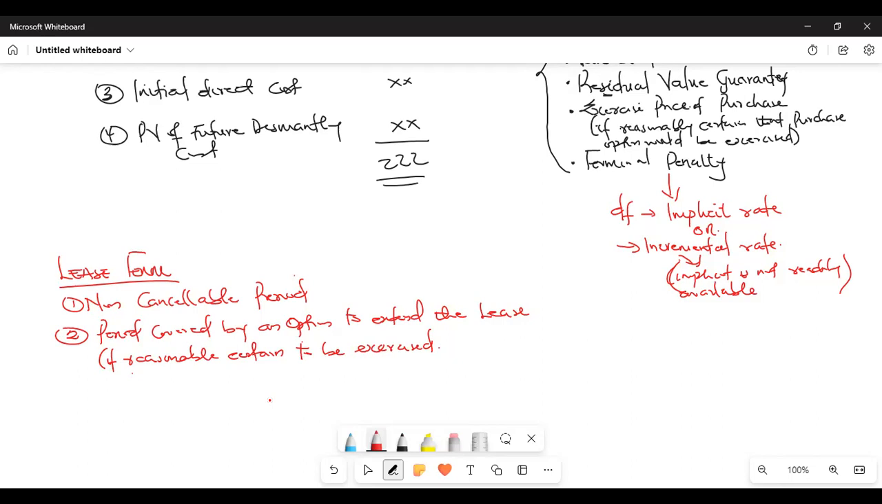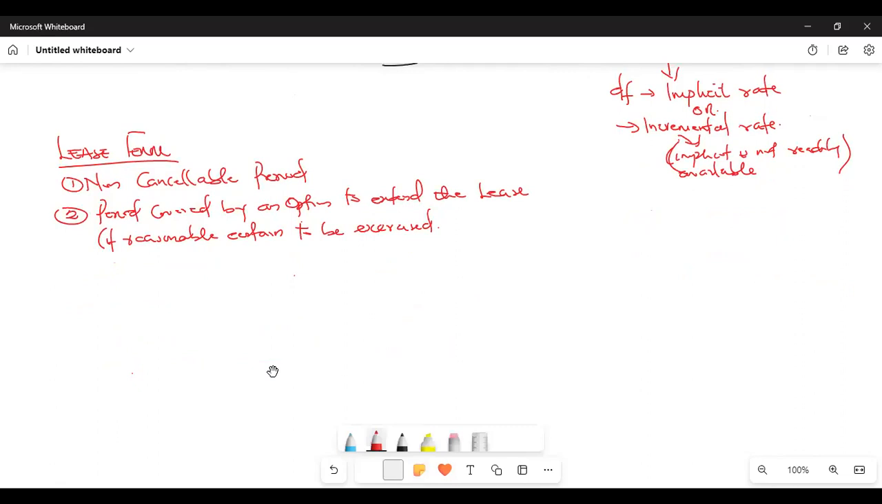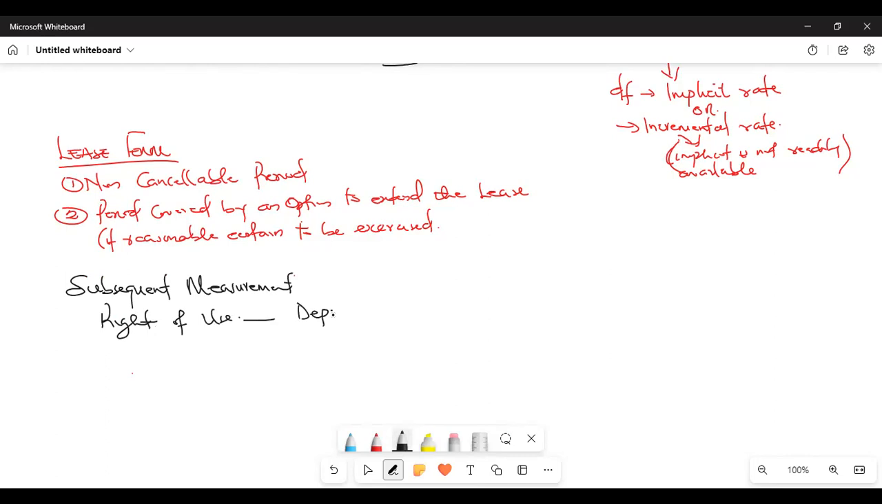Now let's look at the subsequent measurement. So the subsequent measurement of the right of use asset: it is an asset, and we know how we do subsequent measurement. Just as you do PPE subsequent measurement, what do you do? You depreciate it. We use the cost model for that. Once you depreciate it, the depreciation will go to your P&L, and after that, you get your carrying amount, which will go to your SOFP.